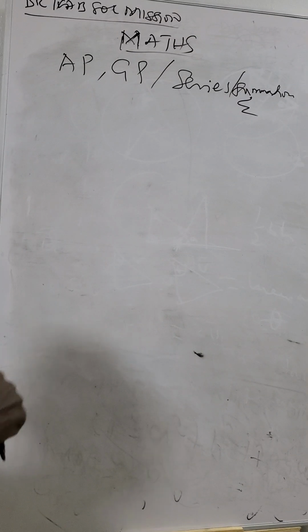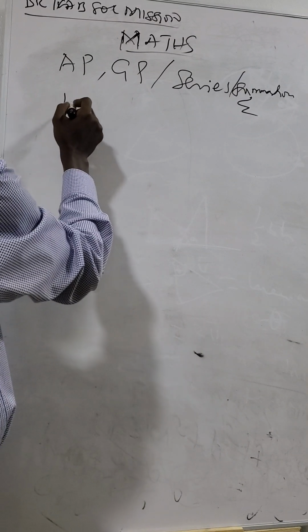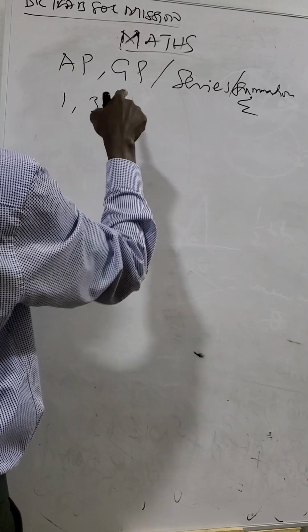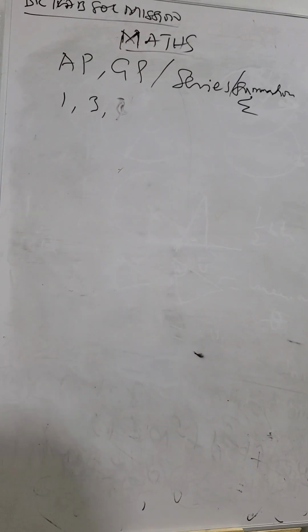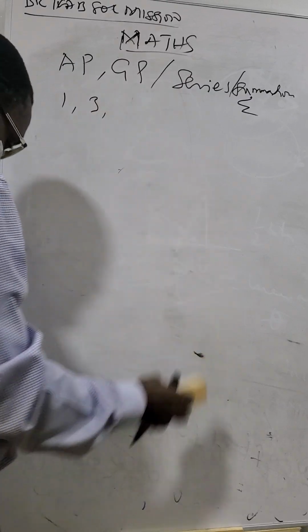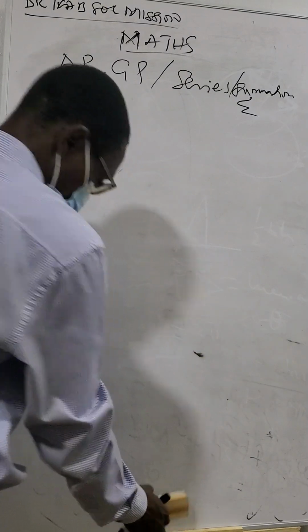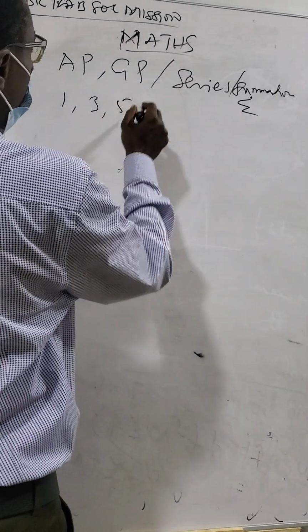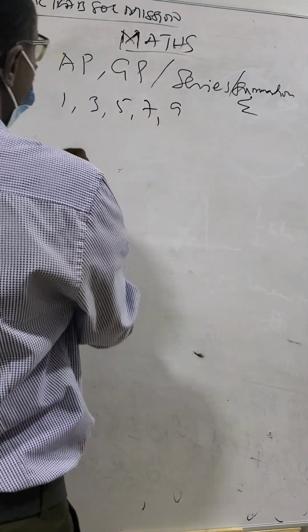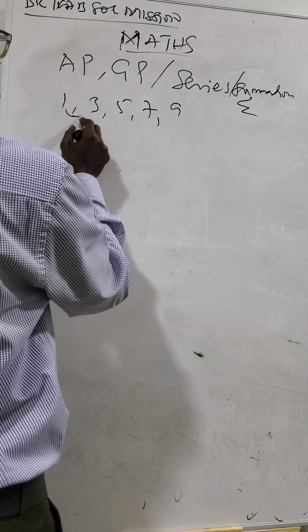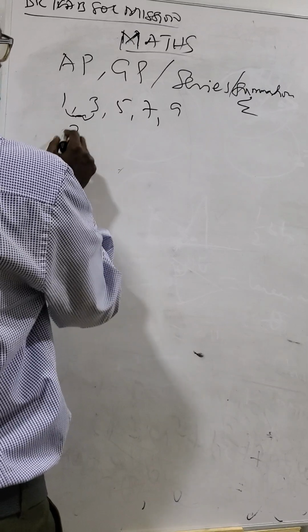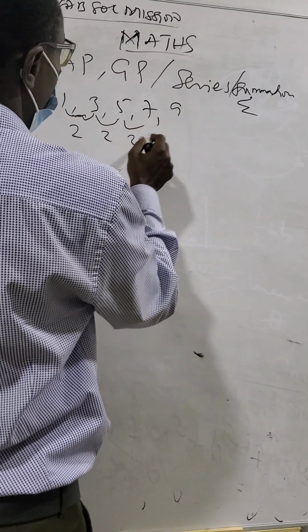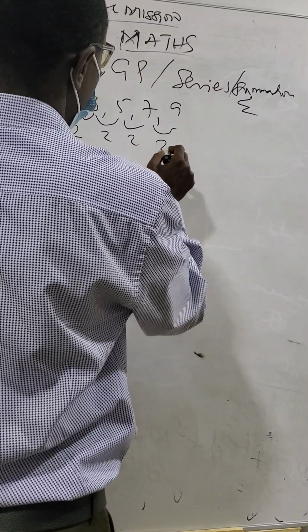Now, let's just briefly look at these numbers. Let's say I have these numbers 1, 3, 5, 7, 9. You realize that from 1 to 3, we added 2. From 3 to 5, we added 2. From 5 to 7, we added 2. From 7 to 9, we added 2.